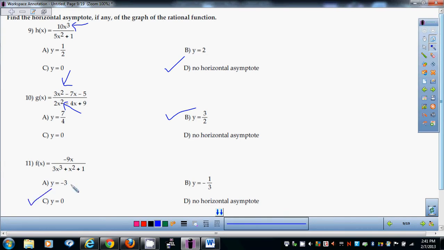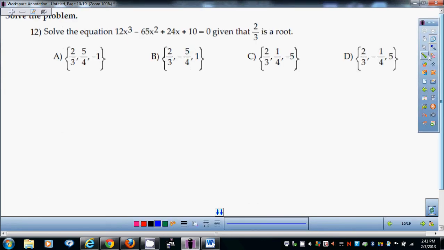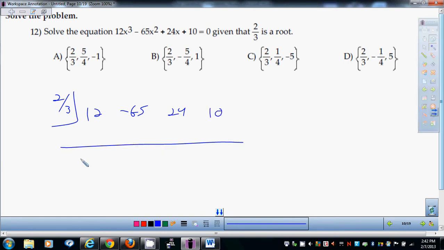Number 12. Solve the equation given that 2/3 is a root. So once again, they're giving us one. We have to find the other two. 2/3, 12, negative 65, 24, and 10. Drop the 12. Multiply, add. Oh my goodness. Multiply, add, multiply incorrectly, because that's not right. Darn it. Got in too big of a hurry. 2/3 times 12 is 8. That's correct. Negative 65 plus 8 is 57. That's correct. 2/3 of 57 is 38, so that should be correct.